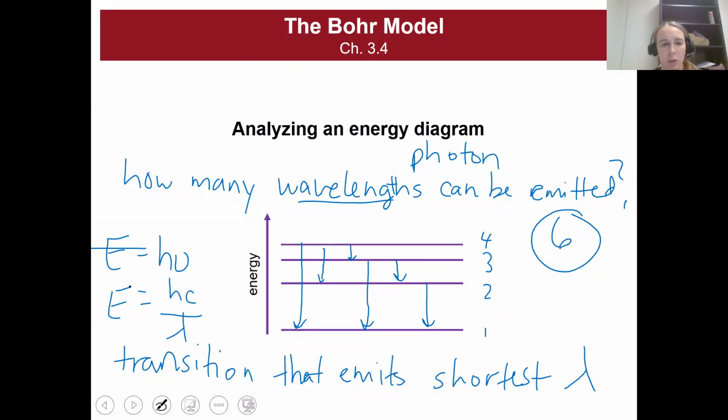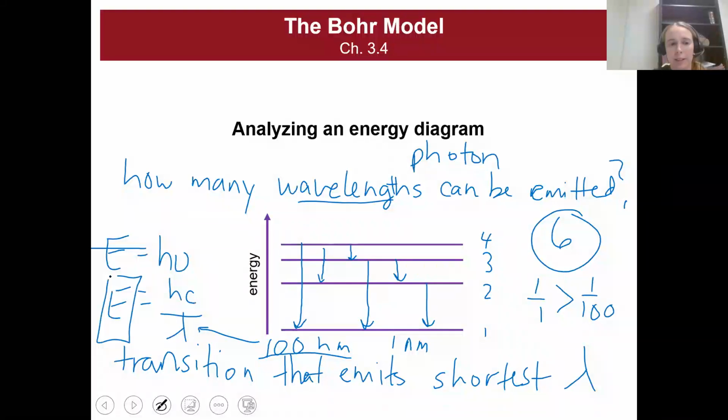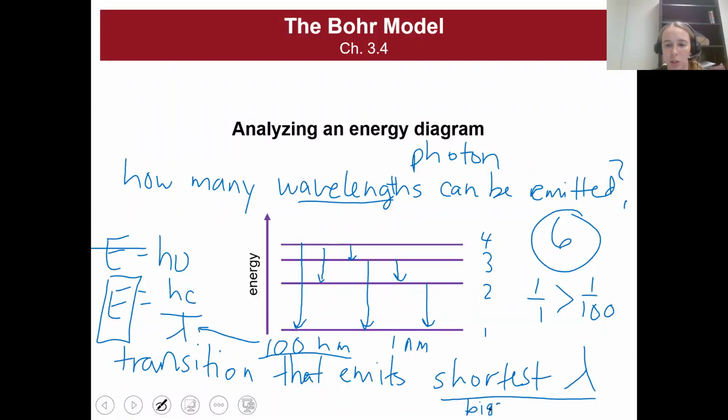So for example, if you plug in random numbers for a wavelength, if we plug in 100 nanometers and compare it to 1 nanometer, any number over 1 is going to be bigger than that same number over 100. So 1 over 1 is bigger than 1 over 100. So when the number in the denominator gets bigger, the energy gets smaller. So if we want the shortest wavelength, then we want the biggest energy transition.